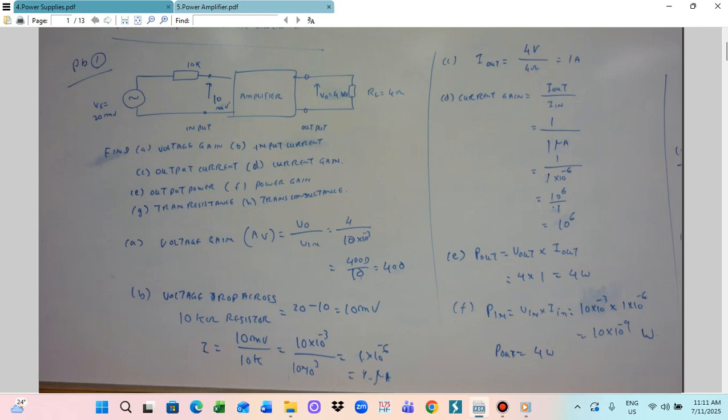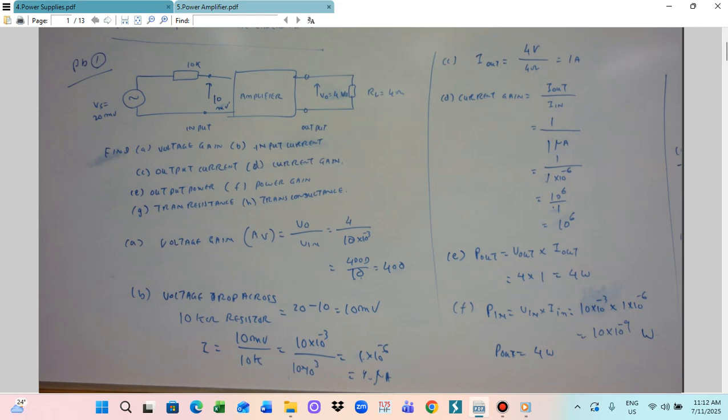And then you find the current gain. The current gain means the output current by input current. So I out divided by I in. The output current we already know is 1 ampere. Input current we already know is 10 microampere. So this is 1 divided by 10 into 10 power minus 6, so this is 10 power 6 by 10. So 10 power 5.